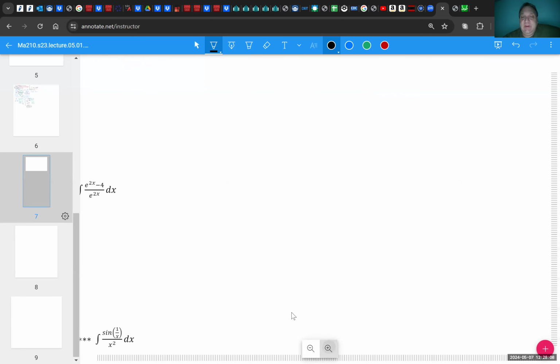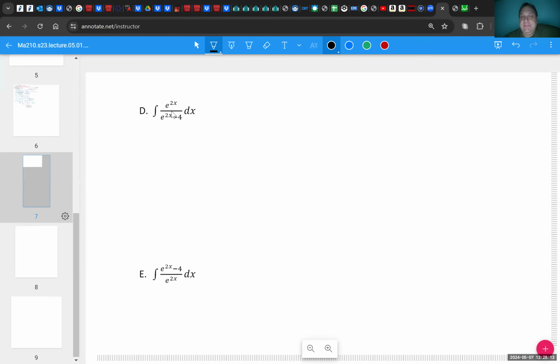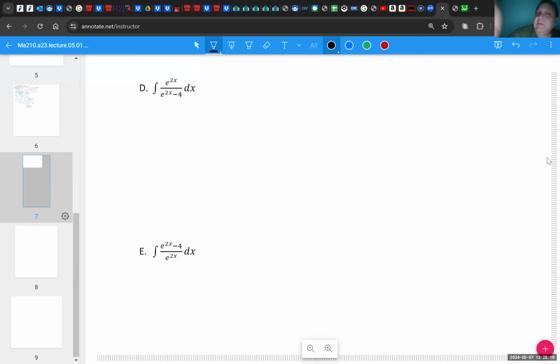All right, I'm going to zoom in here. All right, so I have e to the 2x over 2x minus 4. Good time to pause and see if you can think of a u substitution and see if you can work out what the antiderivative is using our simplification technique by substitution.